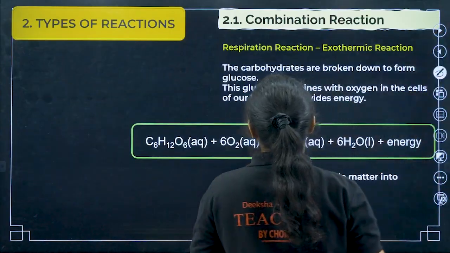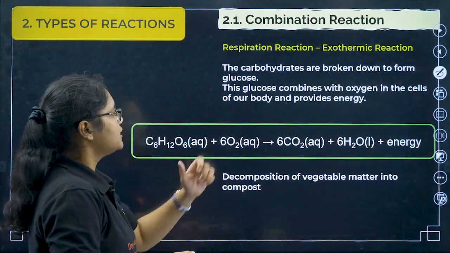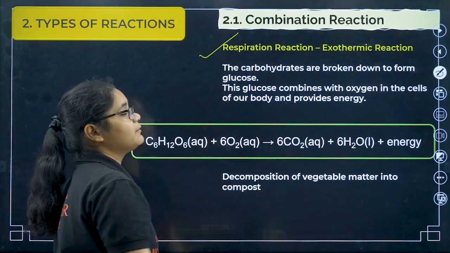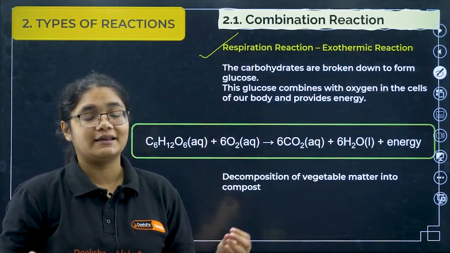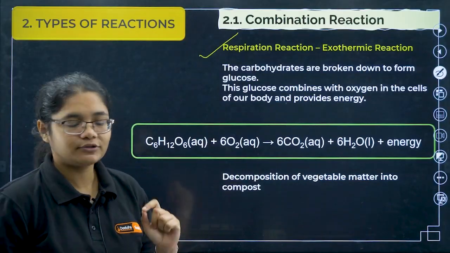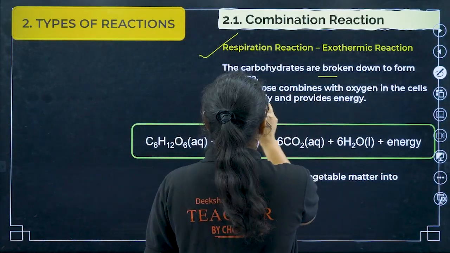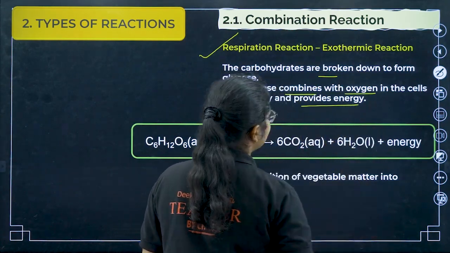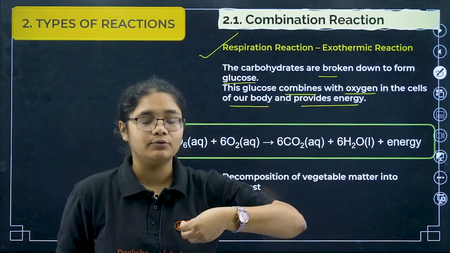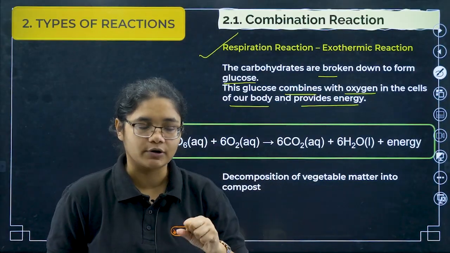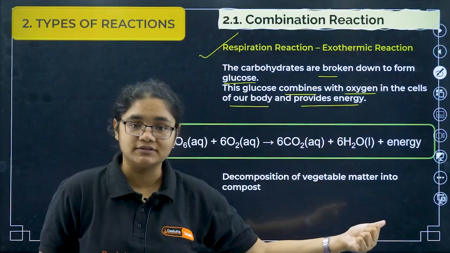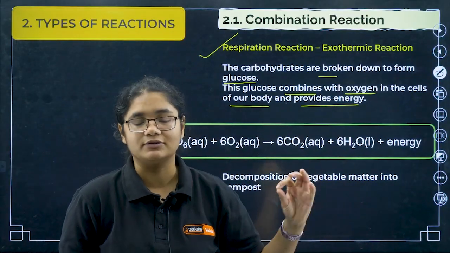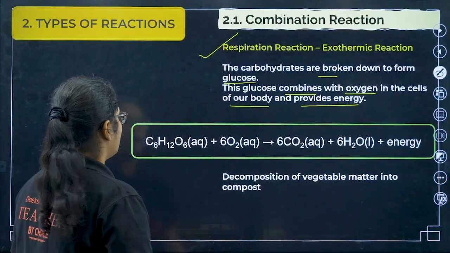Now coming to some examples of exothermic reactions. Respiration is an exothermic reaction. A question is often asked in your board exams, to explain why respiration is an exothermic reaction. That is because the carbohydrates are broken down to form glucose, and this glucose combines with oxygen in the cells of our body and provides energy. So when the carbohydrate that you intake is broken down to smaller parts, and then this glucose combines with oxygen, that gives you heat, or the energy is liberated. So that is why it is an exothermic reaction.